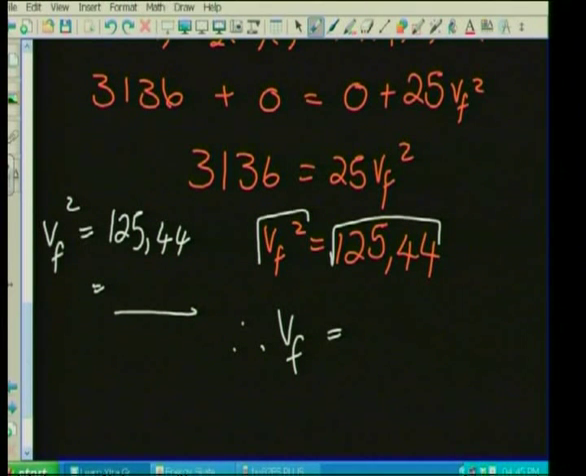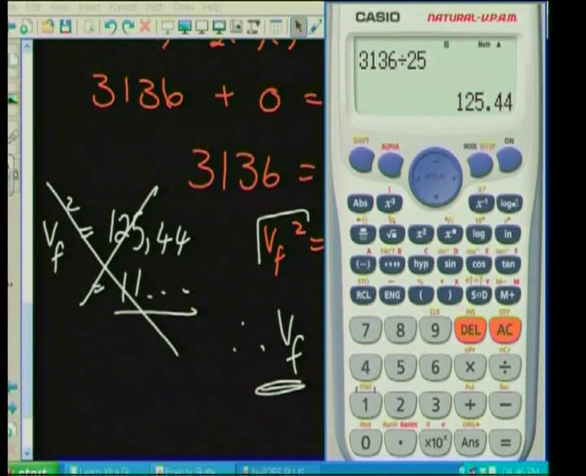So now you're telling me VF squared equals 125.44. This is going to come down to about 11 something. So you then give me an answer here of 11, whatever it is. And now you're telling me that VF squared is equal to two things, 125 and 11. How is that possible? It's not. So mathematically, very, very wrong. Make sure you write VF, okay? So I'm going to need to square root that.